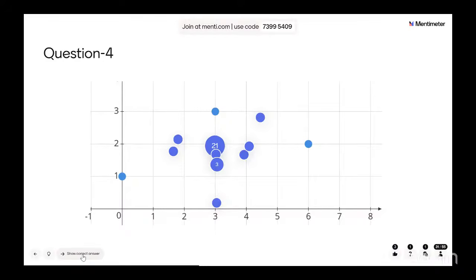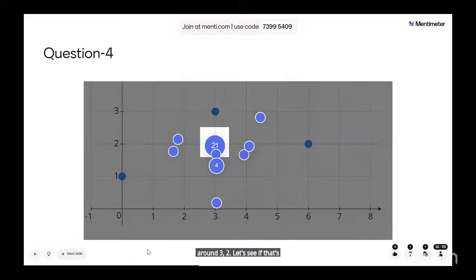So I can see a big blob around (3, 2). Let's see if that's the correct answer. So (3, 2) is indeed the correct answer. And here you just had 3 points, (0, 1), (3, 3), and (6, 2).